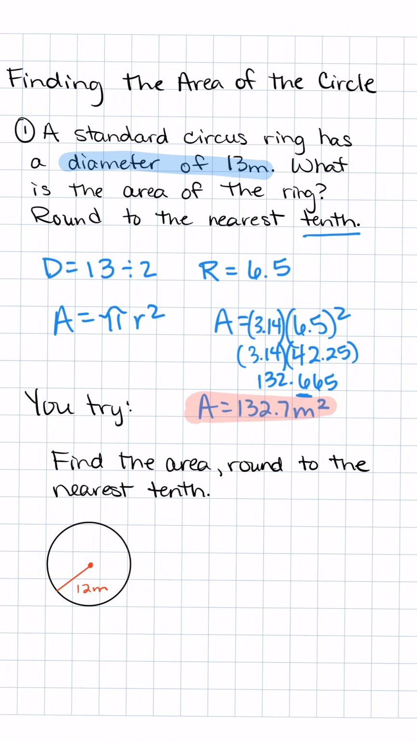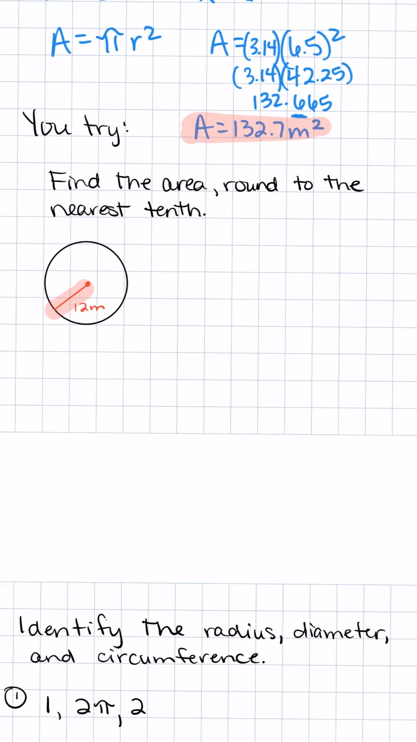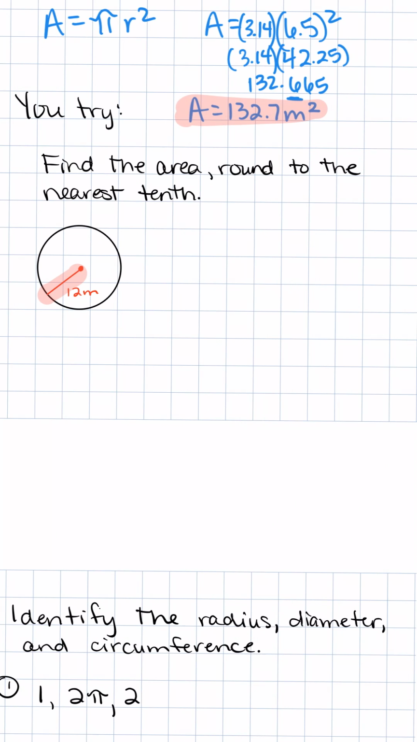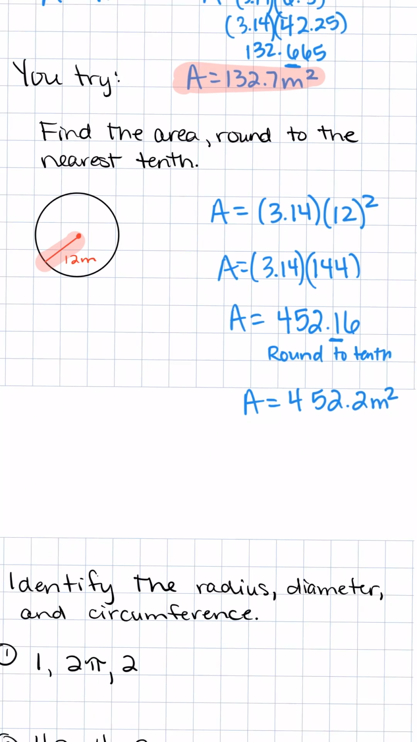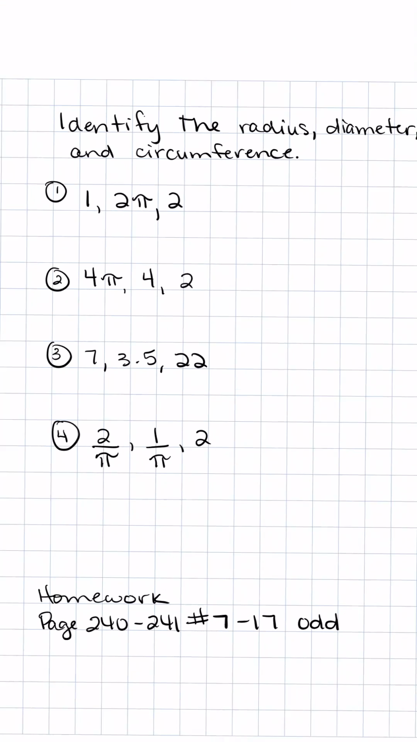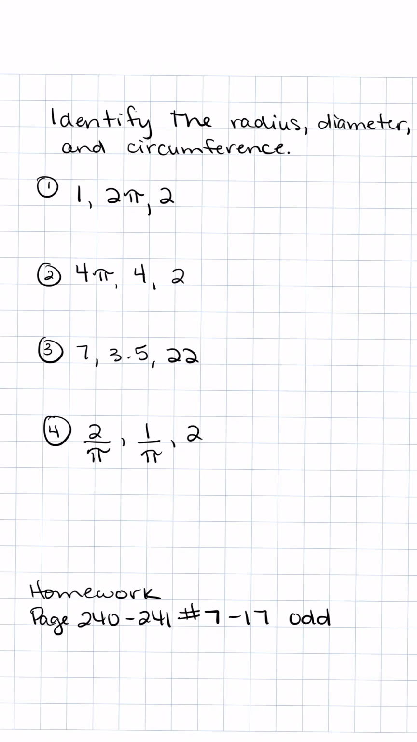Okay, so see if you can try this next one on your own. You do not have to find the radius because they already gave you the radius. Press pause, come back to me when you're done. Okay, so you should have got 452.2 meters squared. So now we're looking at how to identify the different parts.